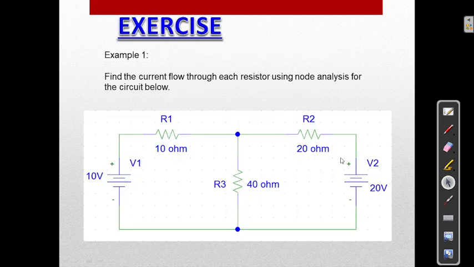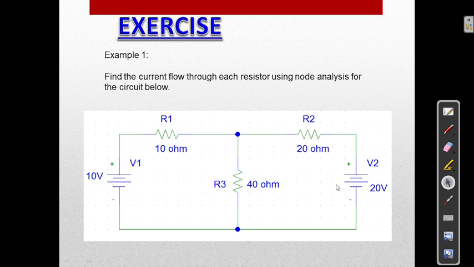See, we have one exercise over here. Find the current flow through each resistor using node analysis for the circuit below. Here is 10 volts, here is R1 10 ohms, R3 is 40 ohms, and R2 is 20 ohms. Here V2 equals 20 volts. We have to find the current flow through each resistor with node analysis.